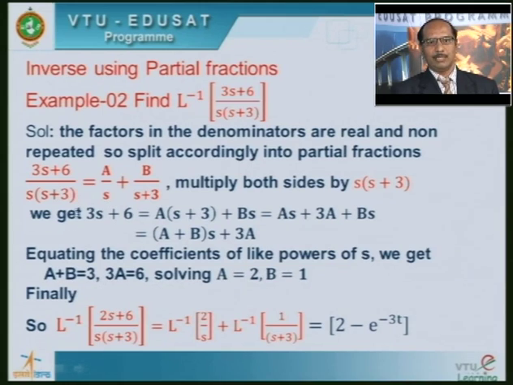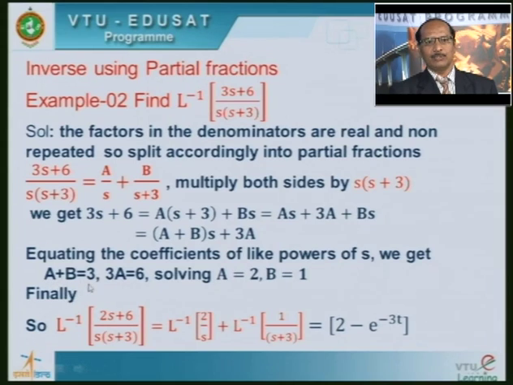Consider the coefficient of s on both sides. On the left hand side, the coefficient of s is 3. So, 3 is equal to the right hand side coefficient of s, which is A plus B. So, we get one equation: A plus B is equal to 3. In a similar way, I am equating the constant terms on both sides. Left hand side, 6 is the constant term, right hand side 3A is the constant term. So, 3A is equal to 6. Using these two equations, you find the values of A and B. It is clear from the equation 3A equals 6 that A becomes 2. A is equal to 2. Substituting the value of A in the first equation, A is equal to 2.